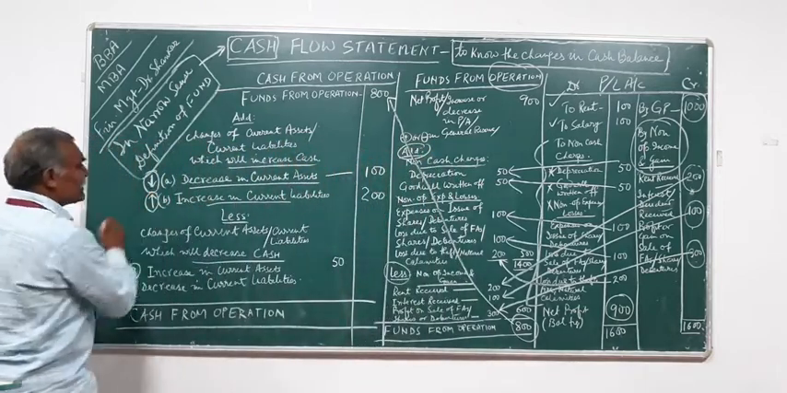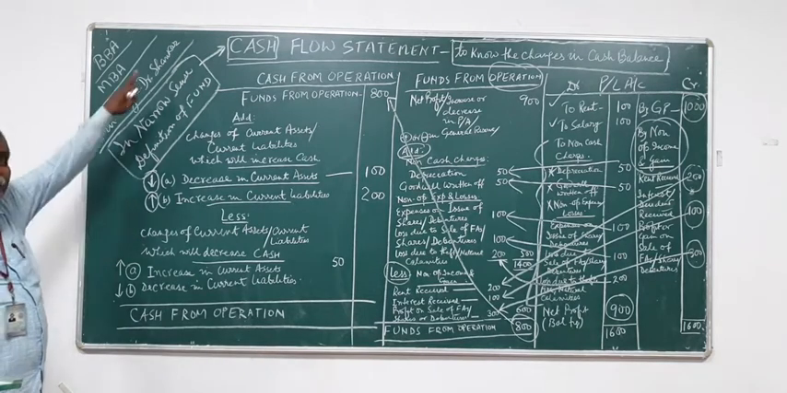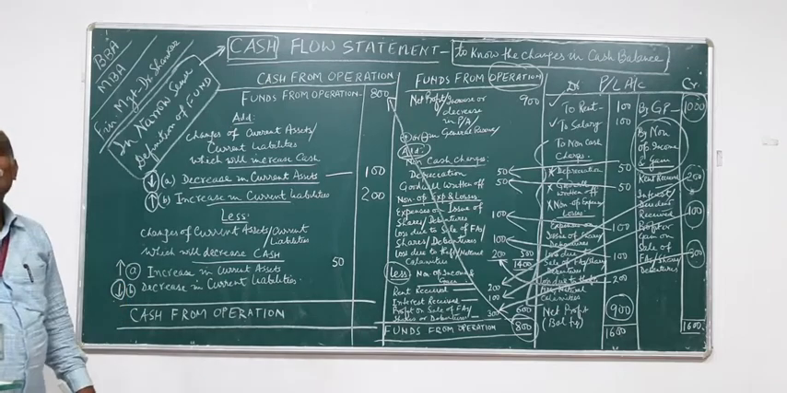Here, an increase in current assets, or an increase in current liabilities, will increase cash. Here, a decrease in current liabilities will decrease cash.